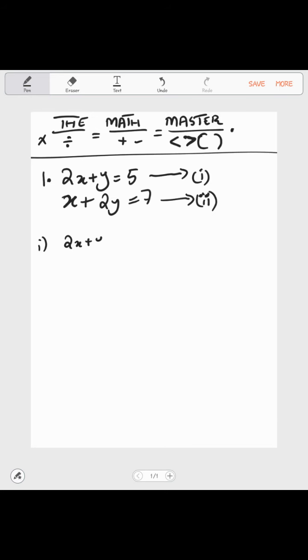2x plus y equals 5, we can make y the subject by subtracting 2x from both sides, and we get y equals 5 minus 2x. Now highlighted, we have made y the subject and give it the number 3.